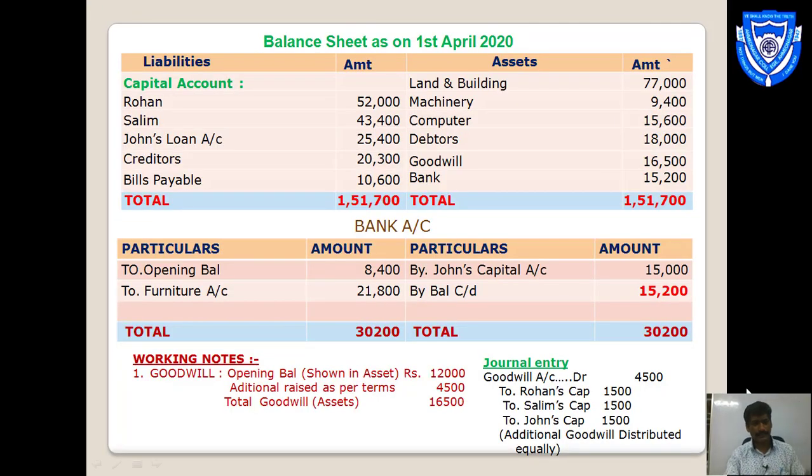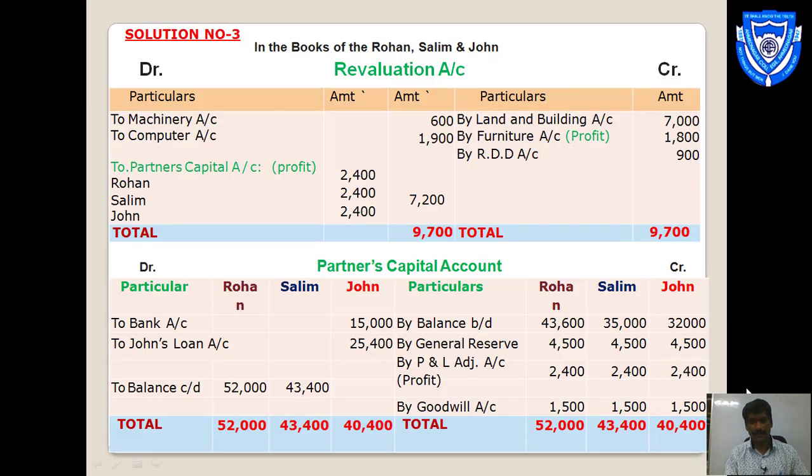I have made one working note here of goodwill. You can see the journal entry of goodwill. Goodwill account will be debited by rupees 4,500. Then Rohan's account, Salim's account and John's account will be credited equally, Rohan's capital 1,500, Salim's capital and John's capital 1,500 each. Additional goodwill distributed equally and rupees 4,500 is increased in goodwill. You can show that balance to the asset side later on.